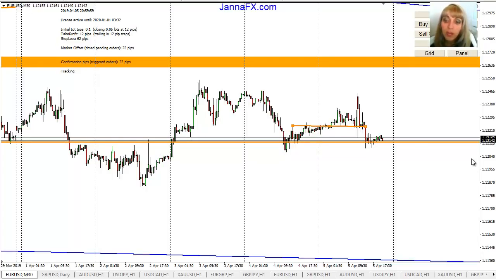I'm just trying to point out that we were waiting for Friday news. That's why I didn't want to go on Thursday. I was waiting for Friday, hoping that the non-farm payrolls would have a good movement, but nothing happened.